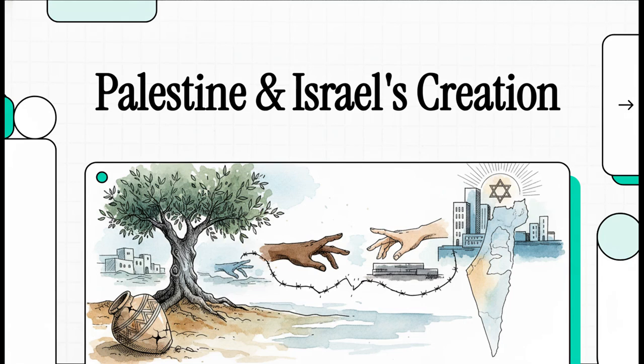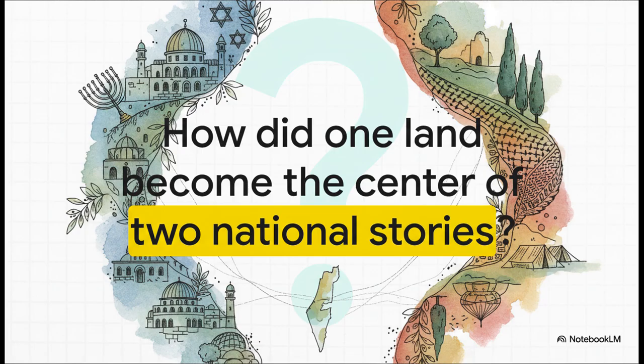So, today, we're going to tackle one of the most complex and pivotal moments in modern history, the events surrounding the creation of the State of Israel. If you really want to understand the headlines we see today, you absolutely have to go back to the beginning. And really, this whole conflict boils down to one powerful question. How did this one small piece of land become the heart of the national story for two different peoples, the Jews and the Palestinian Arabs? We're going to walk through the key moments that set these two stories on a collision course.